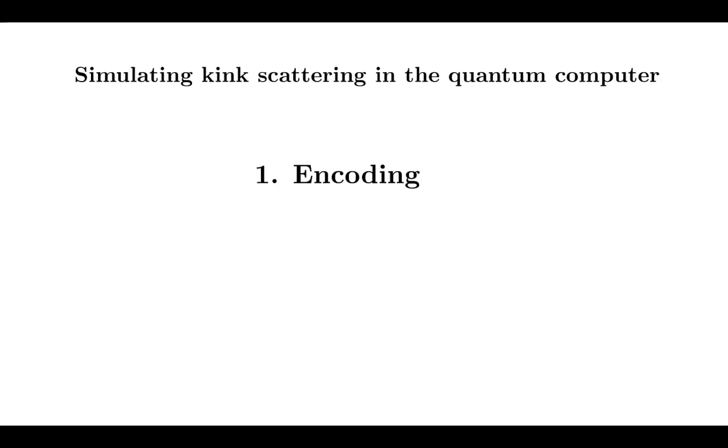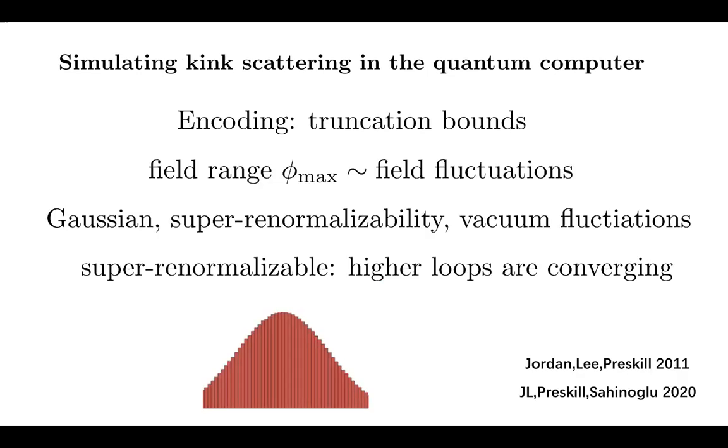So the first step is encoding. Okay, so how to do this encoding process? Encoding is not very easy to do in this case because we have a bosonic field theory. So in a bosonic field theory, this phi is not bounded. So in order to truncate it, we have to make some estimations of how much error we might make by digitalizing and truncating the field. So that could be done in the following way.